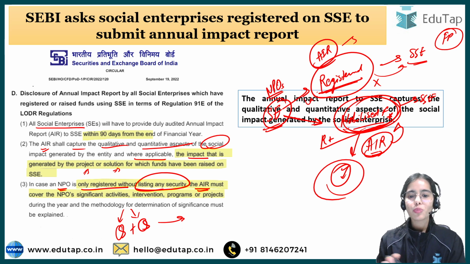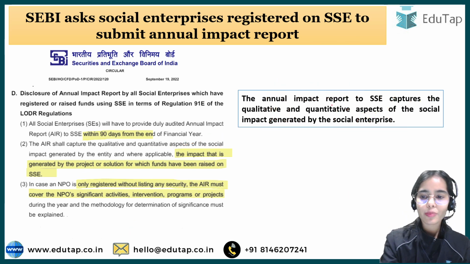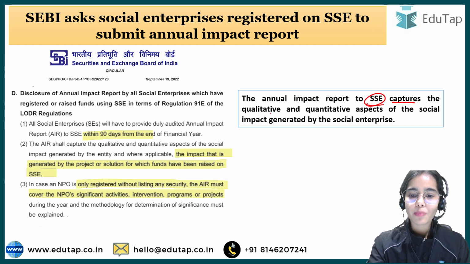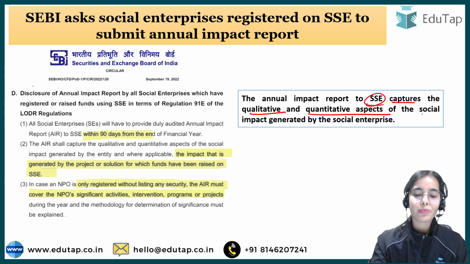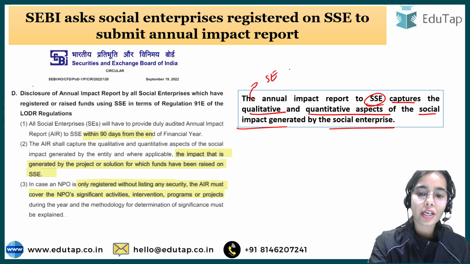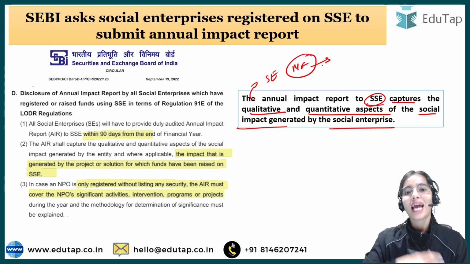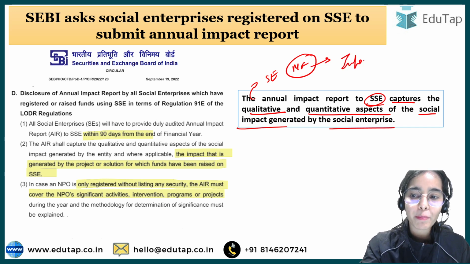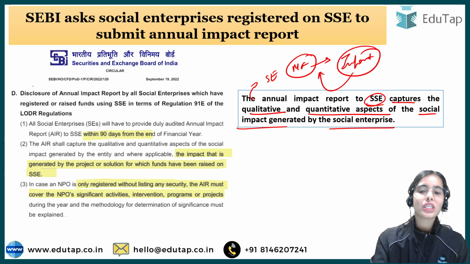Okay, so I hope you have understood this, that the annual report to the SSC captures the qualitative and the quantitative aspect of the social impact that is generated by the social enterprise, and where the social enterprise has mobilized the fund, it has to be shown where the mobilized fund has been used and how much impact has been generated using these funds.